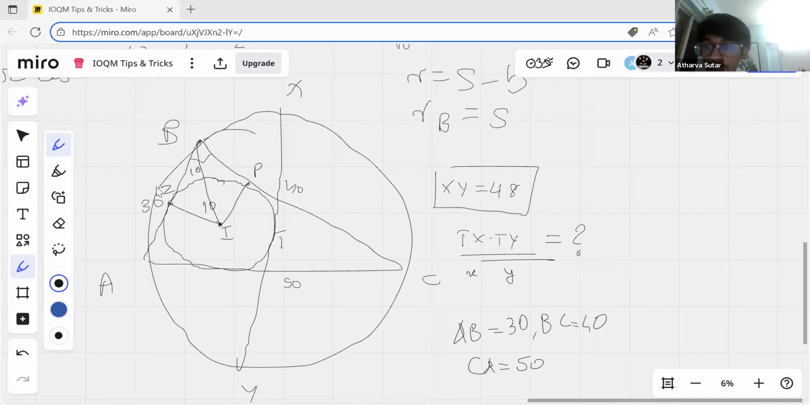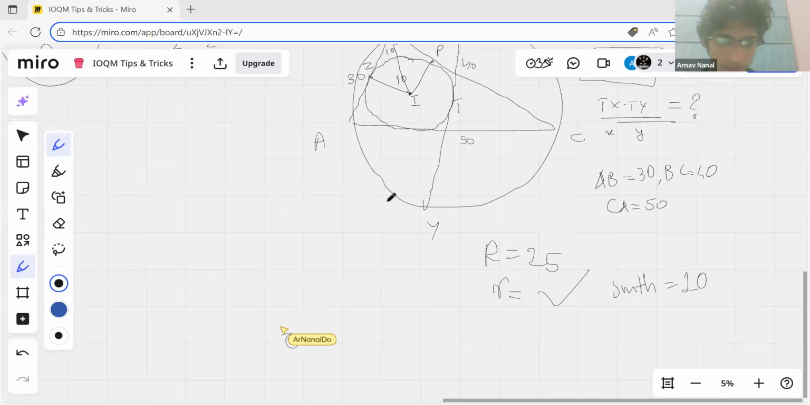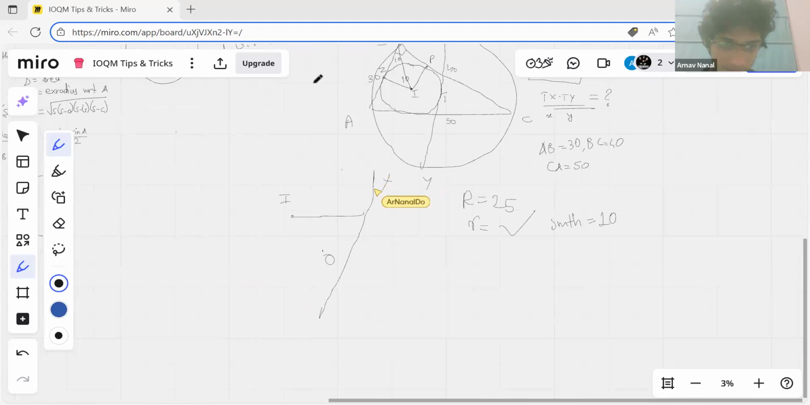I think we should go ahead with the solution. Arnav, okay, sure. I'll just draw a simplified figure. Let O be the circumcenter. This is I, this is T, this is line XY. We'll draw a perpendicular from this to here as well. It's not perpendicular, but just assume it is perpendicular for now.